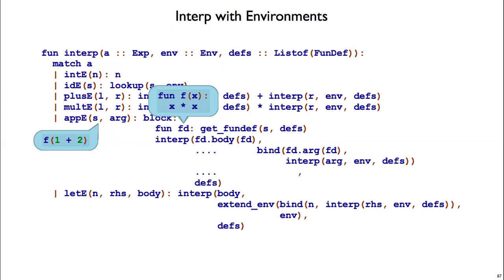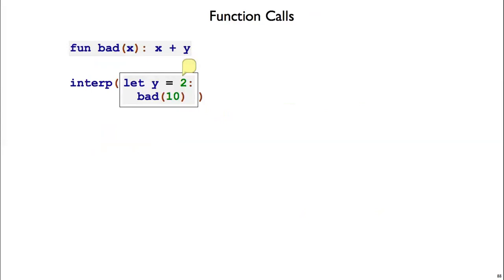There's one question here though. What environment do we use for the function body? So let's jump to an example. Suppose we have a bad function here. Bad takes an input x and adds x plus y. And the reason it's bad is that this y is a free variable. But now suppose we had that function in our definitions and we called the interpreter on an expression that says let y equals 2 and then bad of 10.